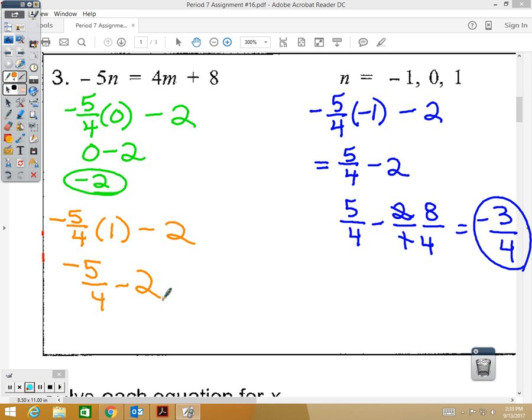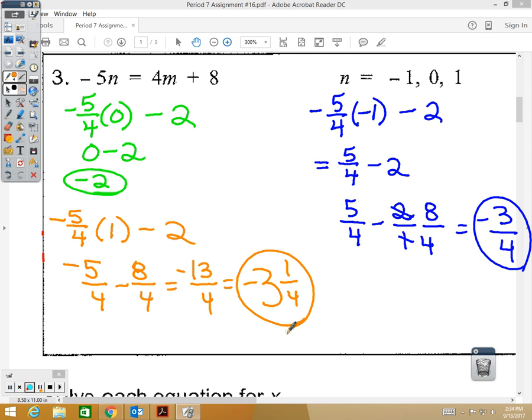And now we kind of have the same issue going on that we had over there. We need to write 2 as a fraction, which would be 2 over 1. We need to make it common denominators, so I'm going to rewrite my 2 as 8 over 4. Alright, so now that we have this, we're doing negative 5 minus 8, which is negative 13 over 4. 4 goes into 13 3 times, so that's going to be a negative 3 and 1/4.